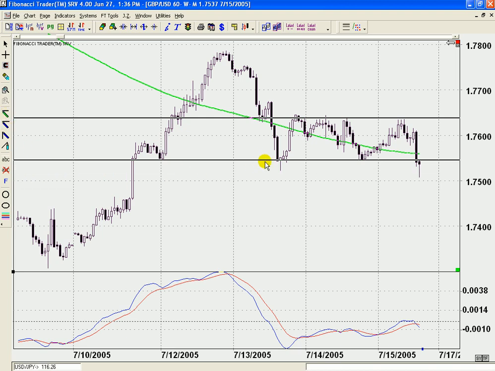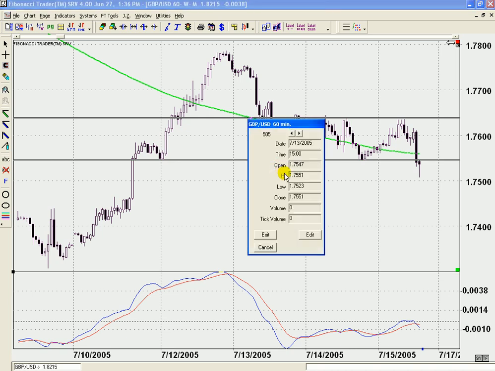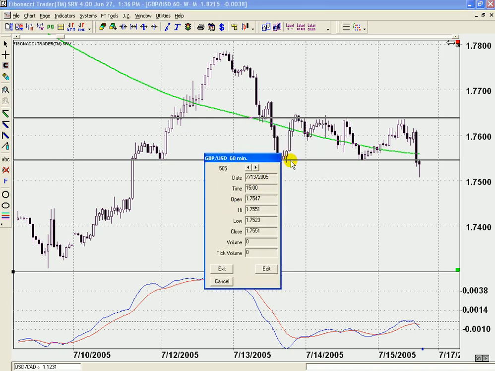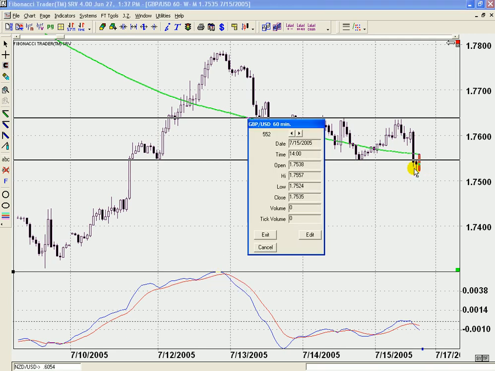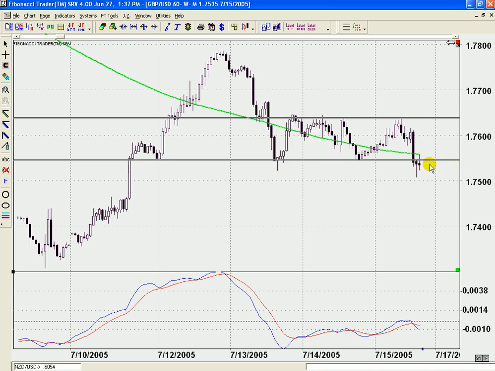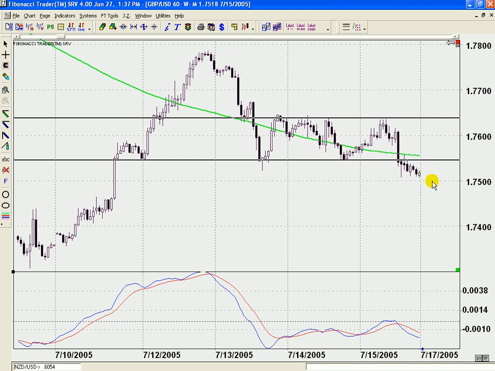Watch. This low is at 75.23. The high of the next candle, 75.57. Okay, over a 30 pip bounce off of that low before price continued down.